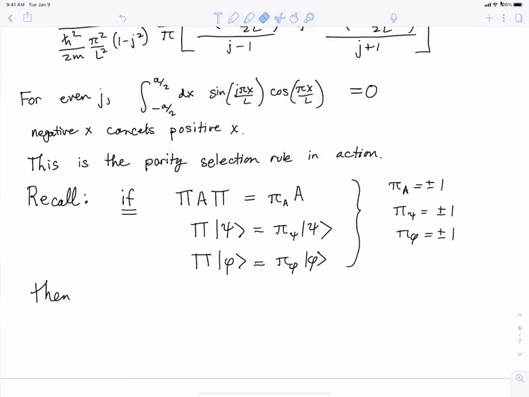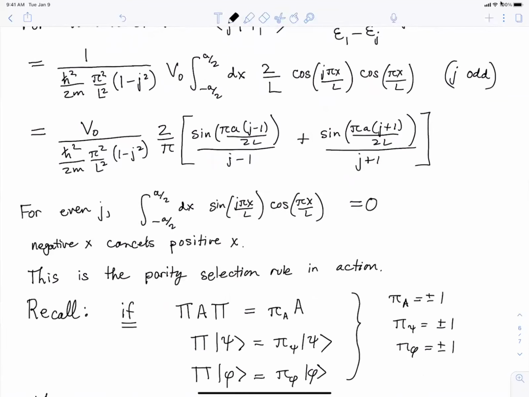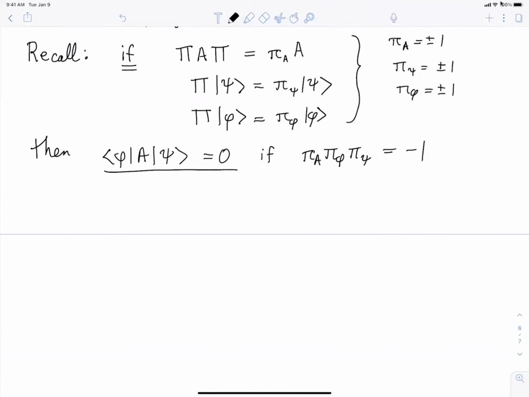it's true that the matrix element phi A psi is 0 if the product of those eigenvalues is -1. Of course, it has to be either -1 or +1. If it's +1, you don't learn anything. But if it's -1, then it says that the matrix element is 0. Okay, and so that's really what we saw in this example for even j.